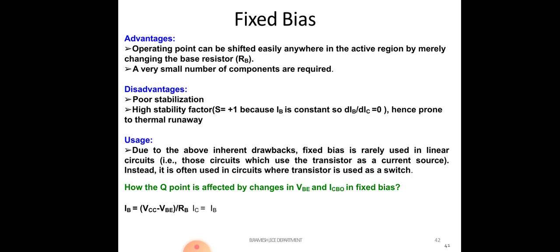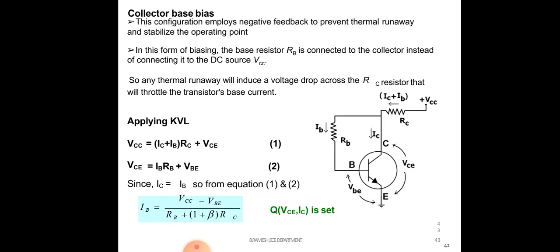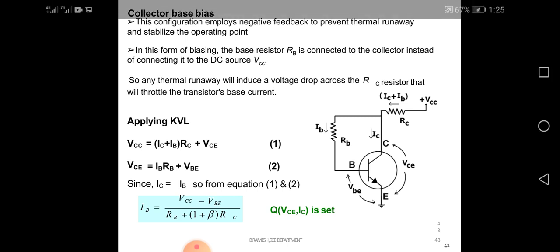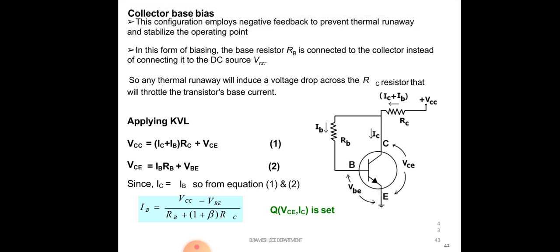How is the Q point affected by changing VBE and ICBO in fixed bias? IB is equal to VCC minus VBE by RB, where IC is equal to beta IB.